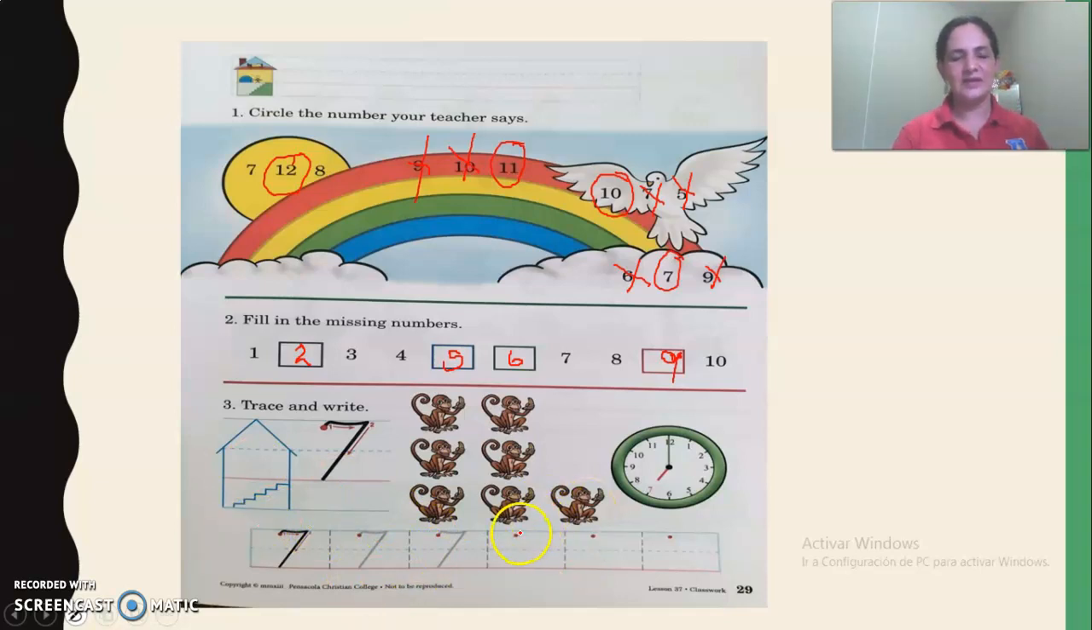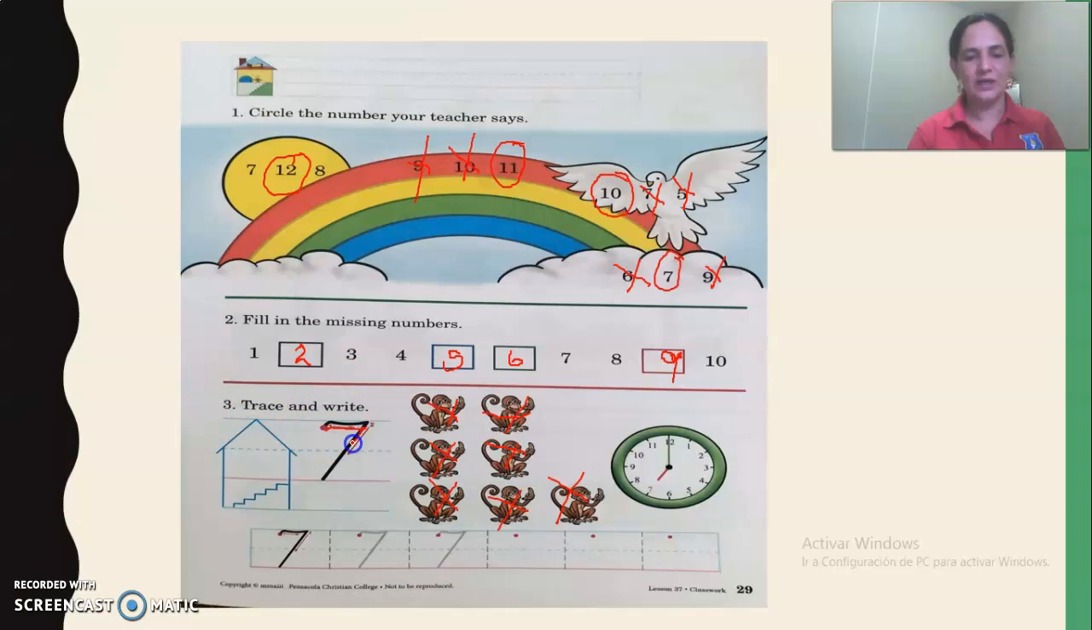Alright, now we are going to trace the number 7. Let's count the monkeys. 1, 2, 3, 4, 5, 6, 7 monkeys. We have 7 monkeys. Alright? Okay, this is the number 7.